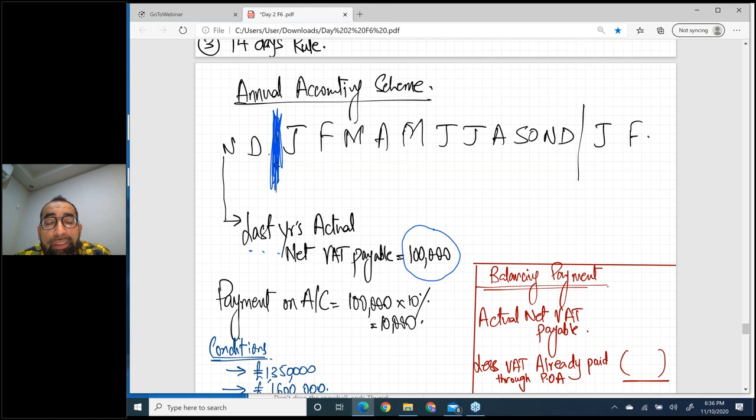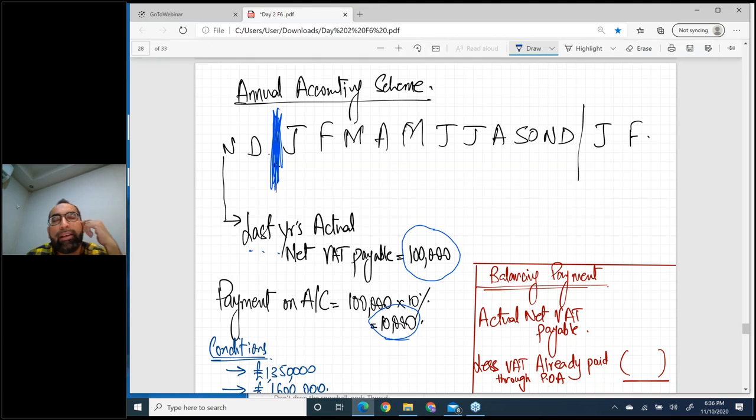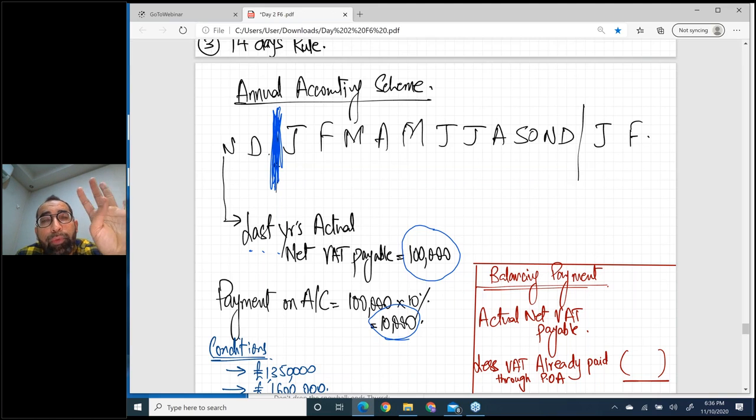Just learn this 10%. 100,000 times 10% is 10,000. Okay, first of all you have calculated POA. Now how to operate? From the scheme joining date, count 4 months.